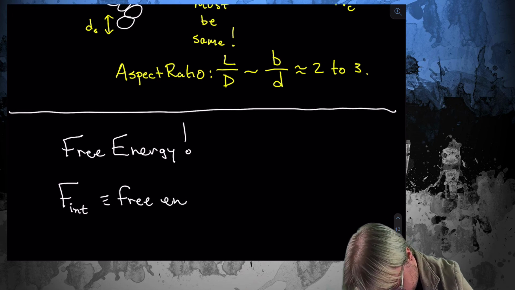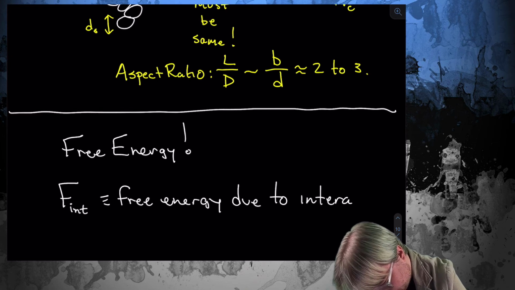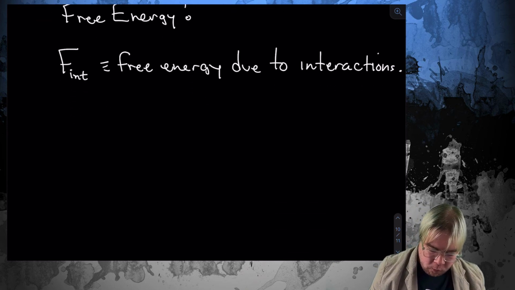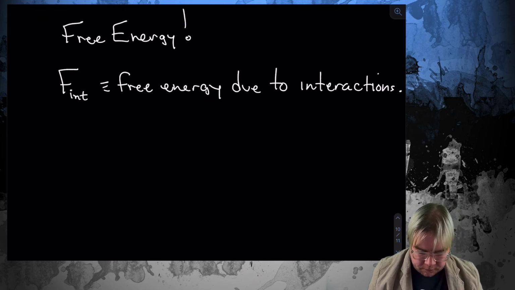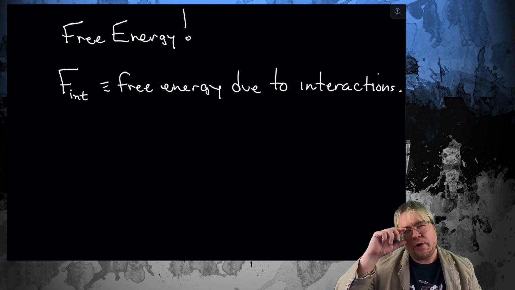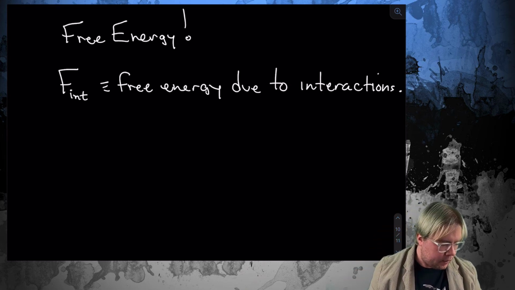So this is the free energy due to interactions. All right. Well, let's see what we can do. We can do a virial expansion, right? Because when we don't know things, what do we tend to do? We tend to expand it in terms of things that we do know.